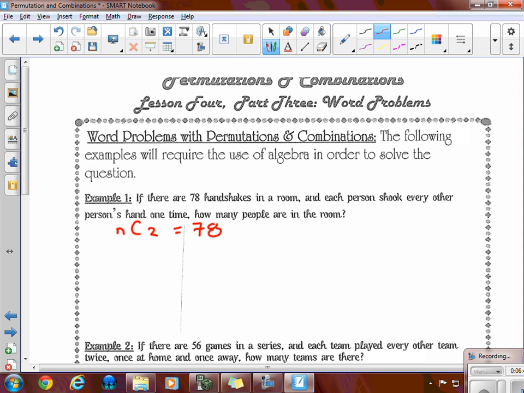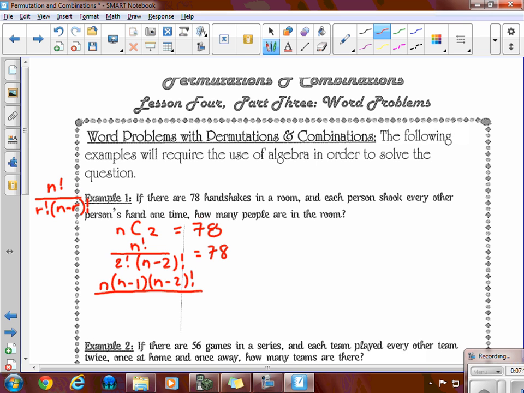So we have to go back to our formula for combinations, which off your formula sheet you should be able to find is n factorial over r factorial times n minus r factorial. So we could rearrange this formula or write it in formula terms as n factorial over 2 factorial times n minus 2 factorial equals 78. We start to simplify. The top is n times n minus 1 times n minus 2 factorial all over 2 factorial n minus 2 factorial.